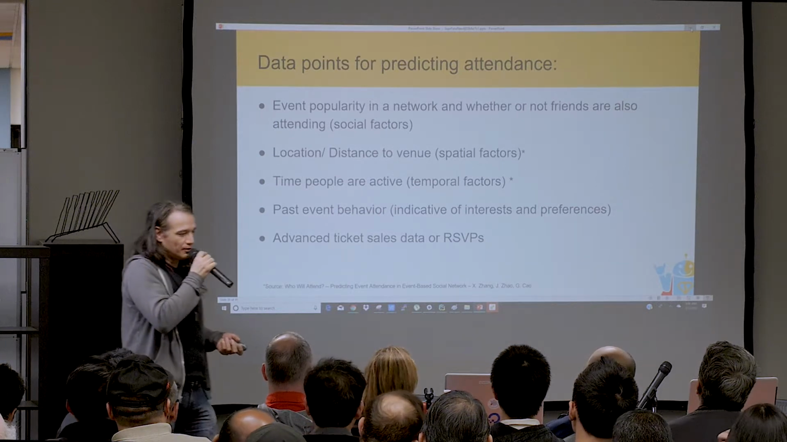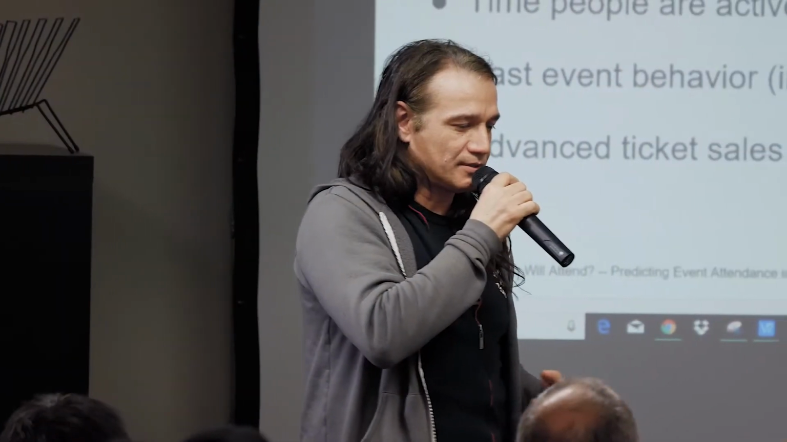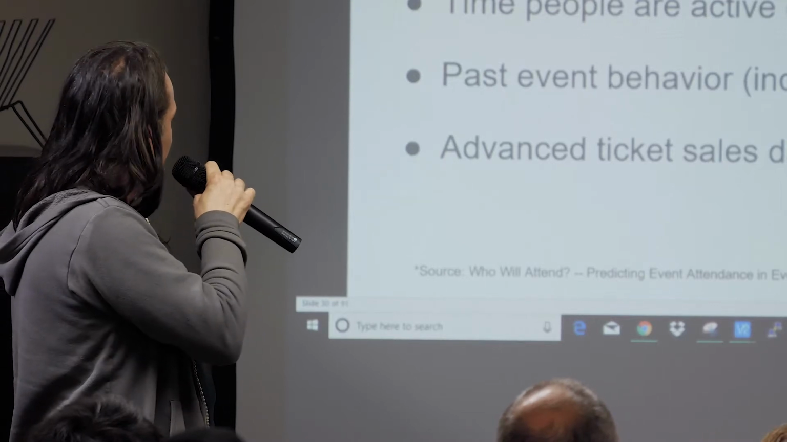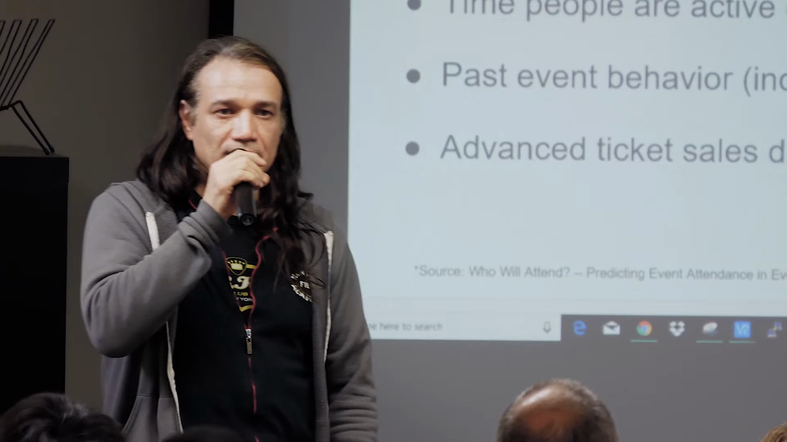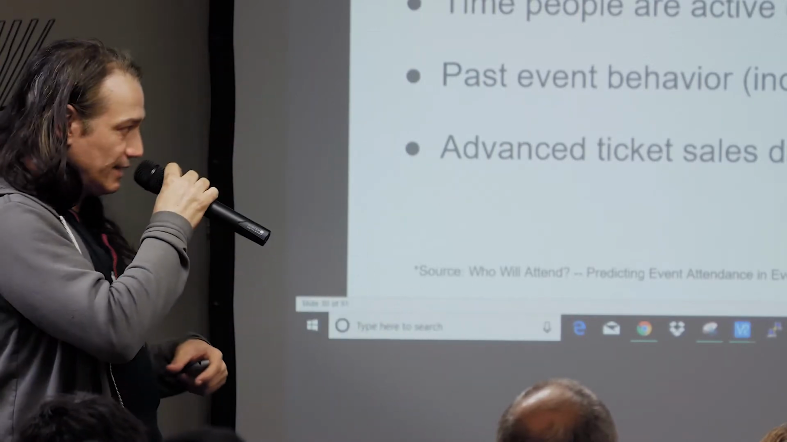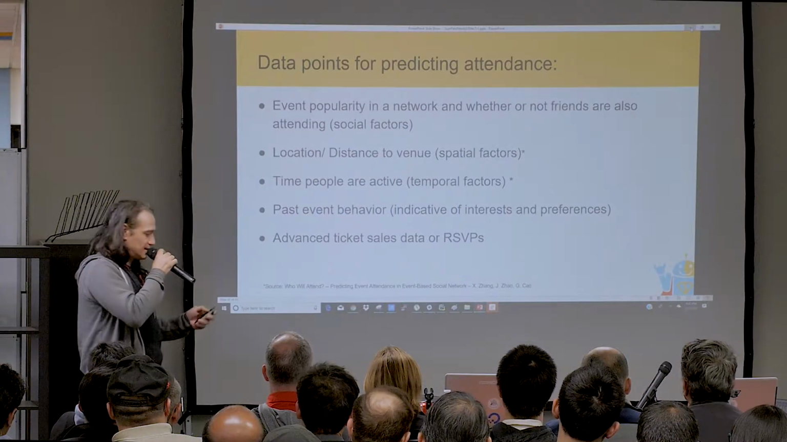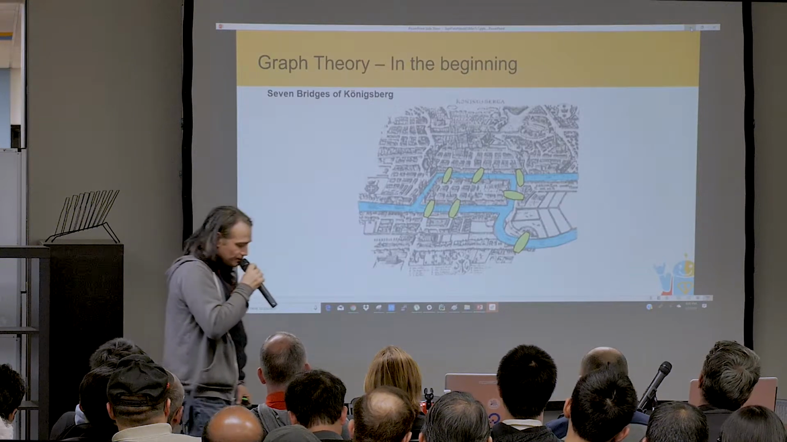From a location perspective, spatial factors are important. The closer the event is to where the person lives, the more likely they would go to that event. Past events are another pretty important factor. If they've attended an event in the past, that is obviously a good indicator of attending an event in the future, as well as advanced ticket sales and RSVPs.